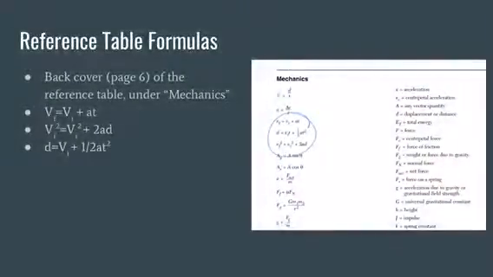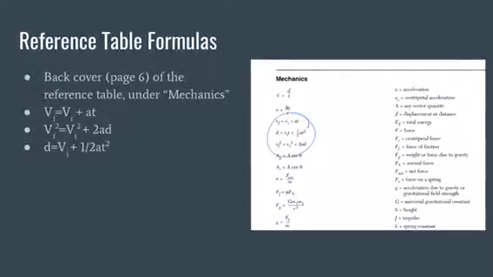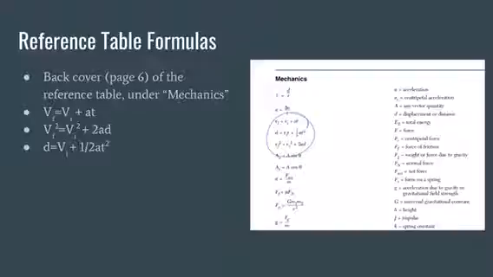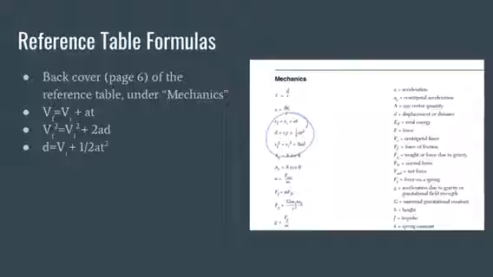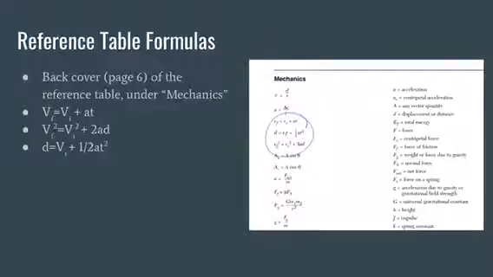Okay, before we go any further, we need to talk about the reference table, which, besides your brain, is your most powerful weapon when answering Regents questions. If you flip to the back cover, you'll see three formulas. First, we have Vf equals Vi plus At. Final velocity equals initial velocity plus acceleration times time. Then we have Vf squared equals Vi squared plus 2Ad. Final velocity squared equals initial velocity squared plus 2 times acceleration times the distance.